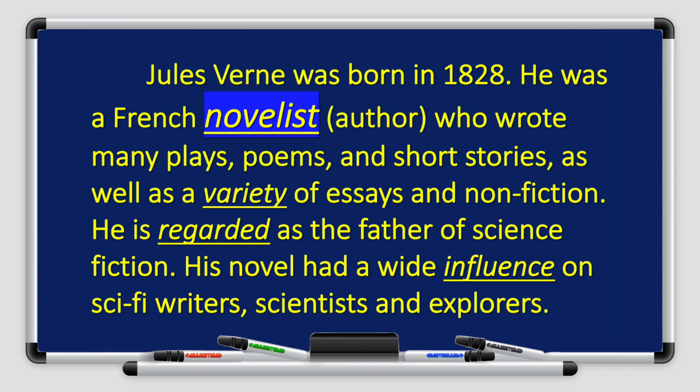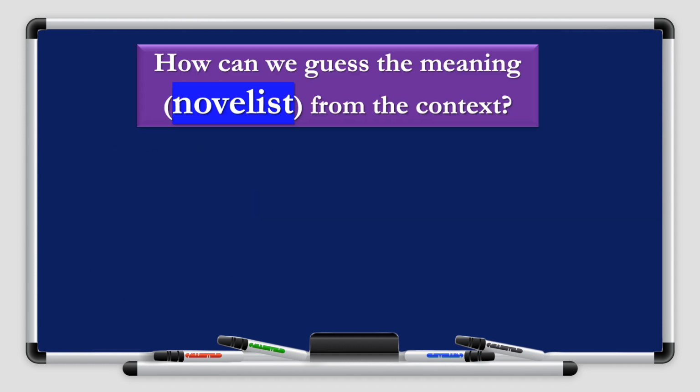Jules Verne was born in 1828. He was a French novelist, author, who wrote many plays, poems, and short stories. The first word for today is novelist, or an author, as we discussed before. How can we guess the meaning of novelist from the context? We don't know the meaning of the word novelist. So here are the tips and tricks in order for you to find the correct meaning of the word.